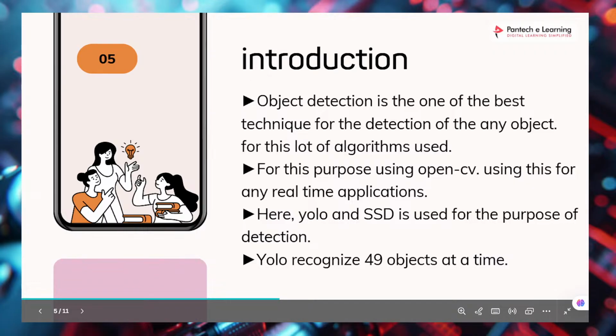Introduction: object detection is one of the best techniques for the detection of any object. For this, a lot of algorithms are used. For this purpose we use OpenCV for real-time applications. YOLO and SSD are used for detection, and YOLO recognizes 49 objects at a time. In a single frame, it can detect nearly 49 objects.